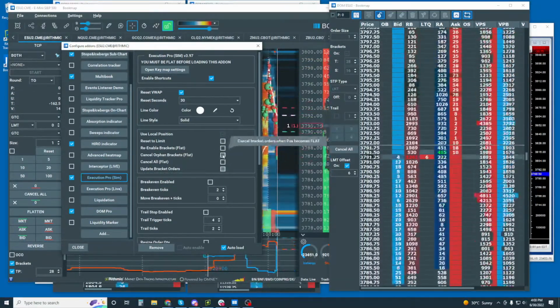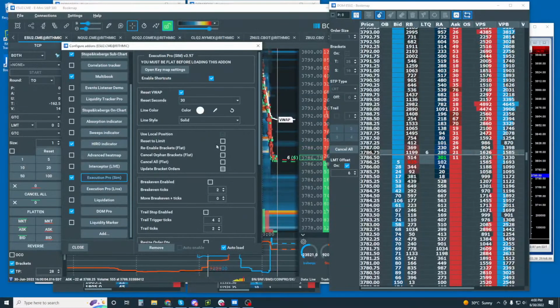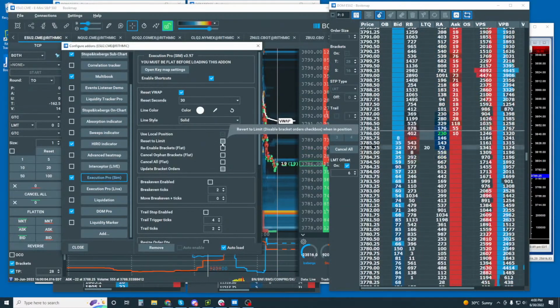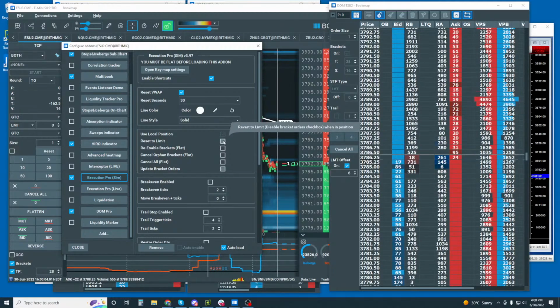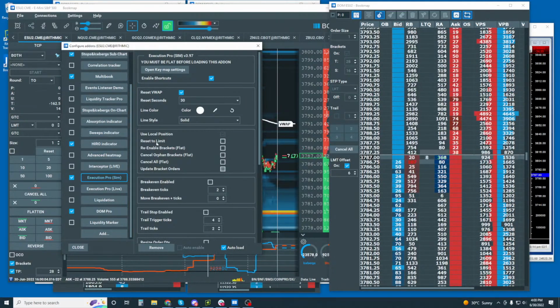Wow, look at that volatility. All of them set at the same moment here. Okay, so reset to limit.